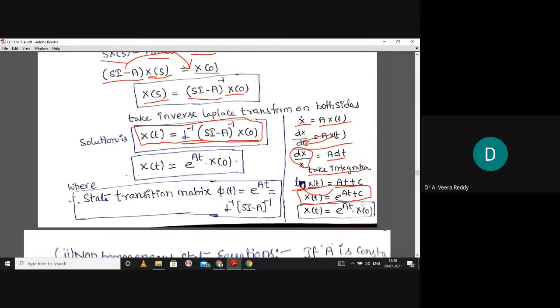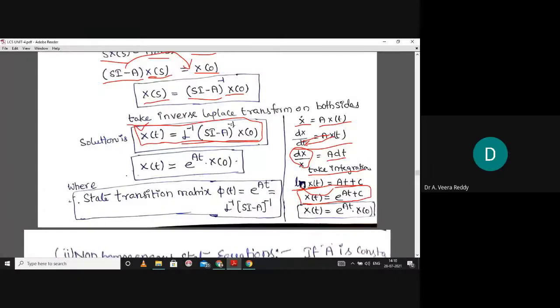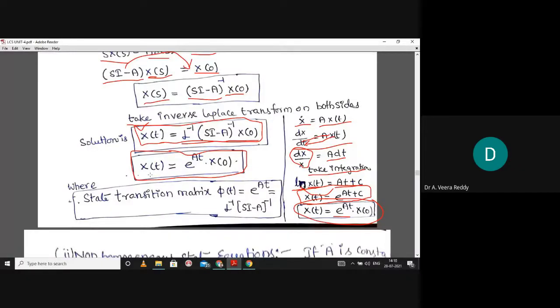So that e power c is given as x of 0. That is the initial condition. Here through the Laplace transform method, x of t equal to L inverse of sI minus A whole inverse into x of 0. And this we can call the exponential series, x of t equal to e power at into x of 0. So this is another method. In both cases we are getting x of t only. Therefore x of t equal to e power at into x of 0.